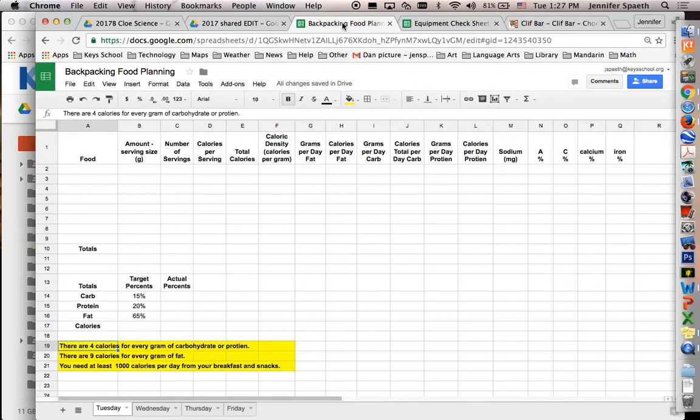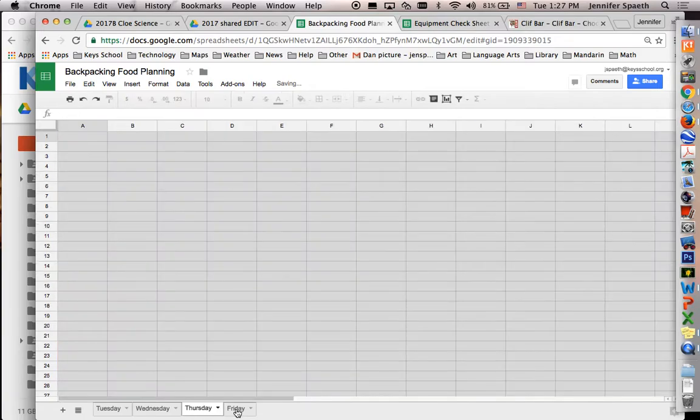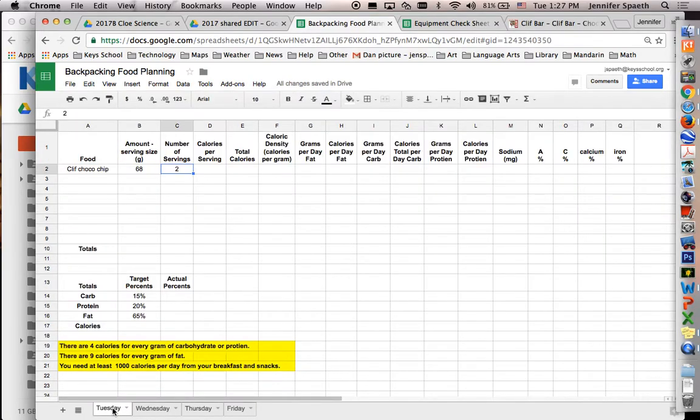So I would come over here and I would put Clif Choco chip, serving size 68 grams. Say I was going to eat 2 of these in a day for my snacks. Remember, this is Tuesday. You're going to plan differently for Wednesday, Thursday, Friday. So I'm just working on Tuesday right now. So say I was going to have 2 bars in a day.